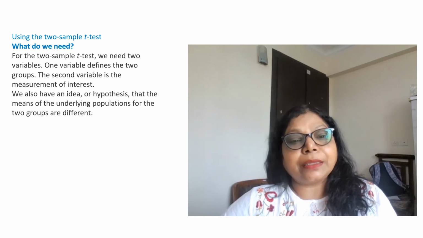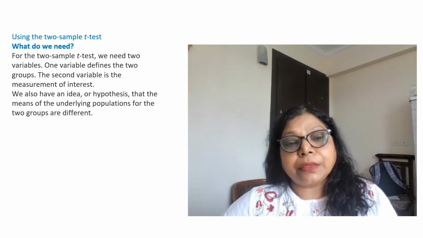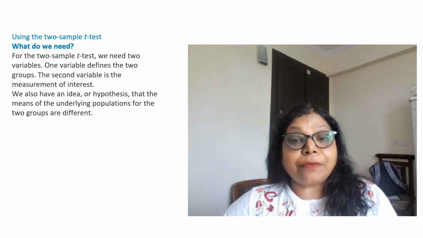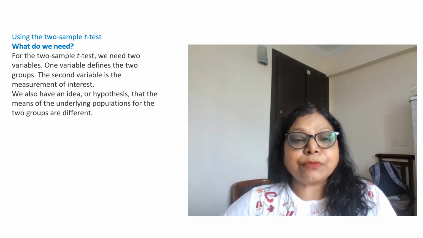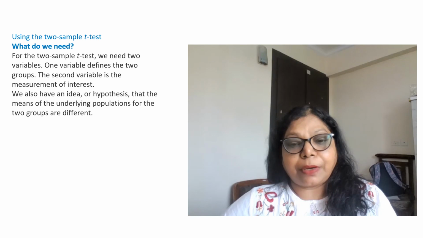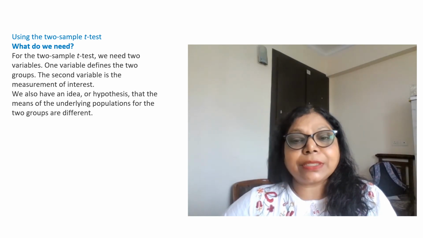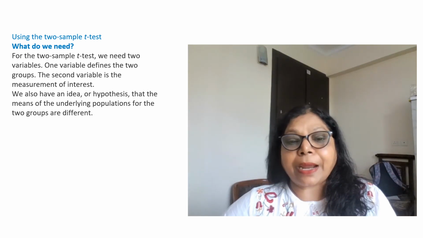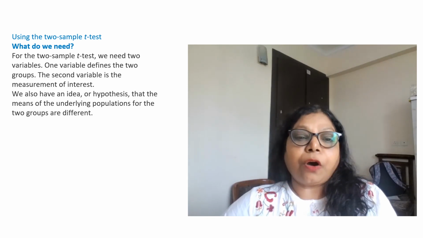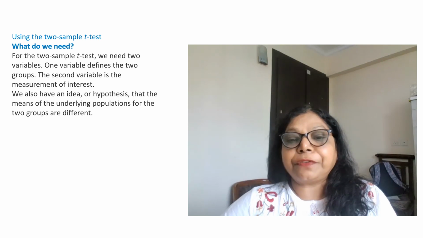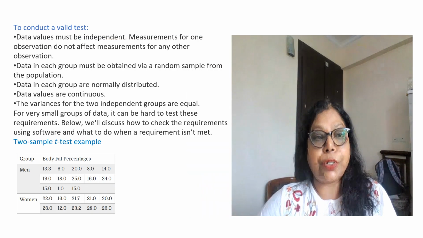So we measure, like in the previous example, if you remember, the grams of protein in two different brands of energy bars. Our two groups were the two different brands, and our measurement is the grams of protein for each energy bar. So our hypothesis was that the mean grams of protein for the underlying population of the two brands may be different. Now we want to know if we have enough evidence that the mean grams of protein for the two brands of bars is different or not.